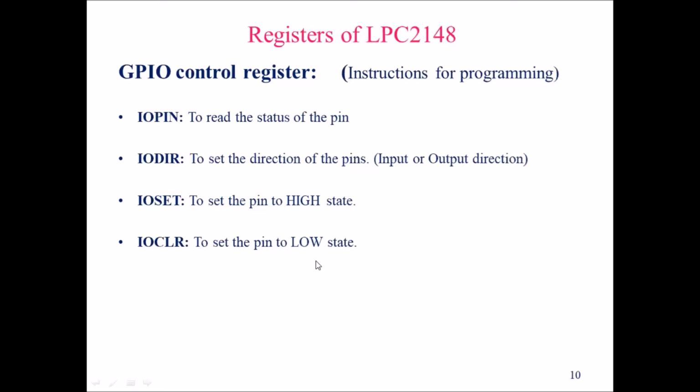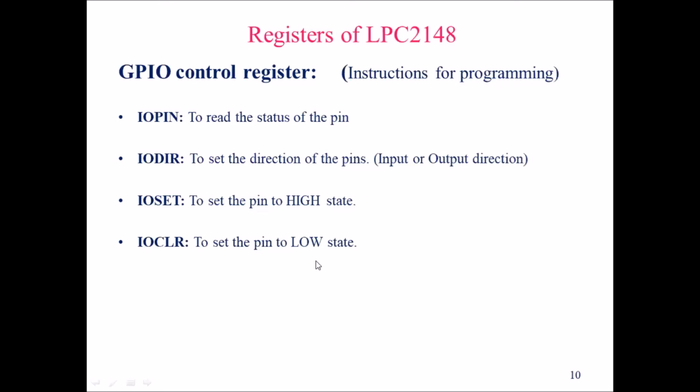to read the status of the pin. So what's the status of the pin? If you want to know the status of the pin, then we should make use of this instruction, IOPIN. And the third one is IOSET. To set the pin to high state, we should make use of this IOSET instruction.